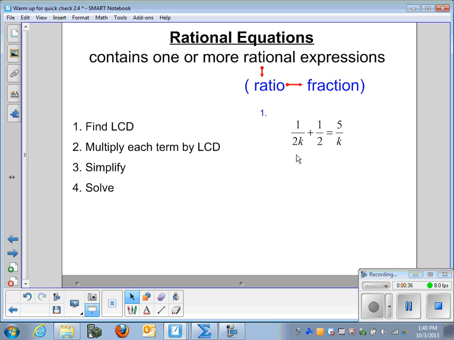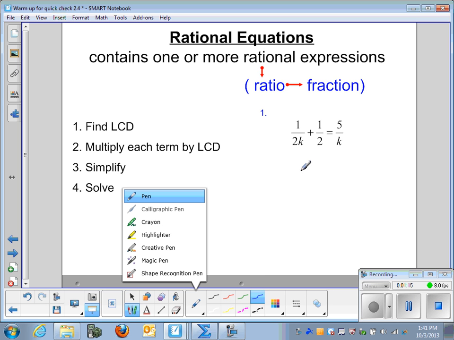So the first example, 1 over 2k plus 1/2 equals 5 divided by k, is a rational equation, an equation with fractions. It also has variables in the denominator. So just like any equation with a fraction, when we're adding or subtracting, we're going to find the least common denominator. Then in this case, we're going to multiply each term by the least common denominator, simplify, and then solve. So the first step is to find the least common denominator.